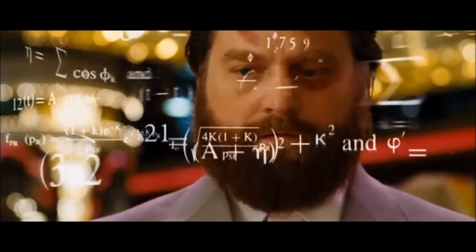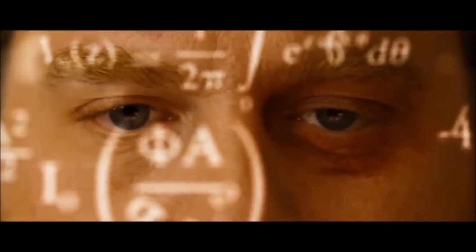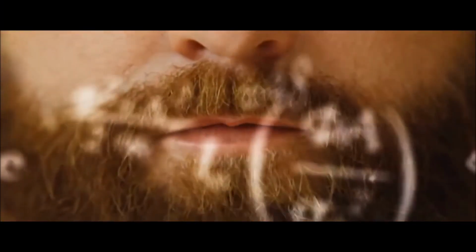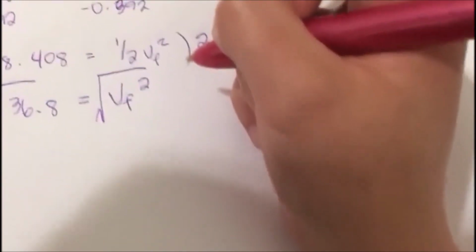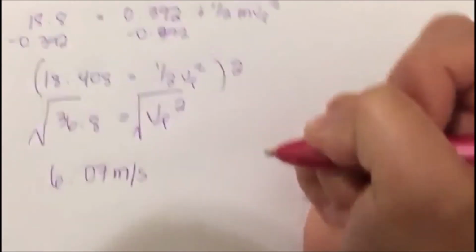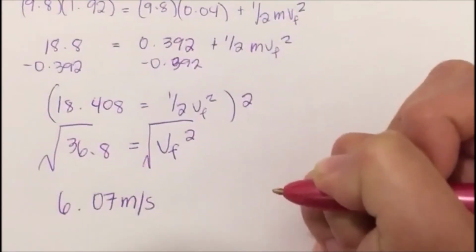Now let's take the square root of both sides. The square root of 36.8 is 6.07 meters per second. So that's how fast the roller coaster is moving at point C.